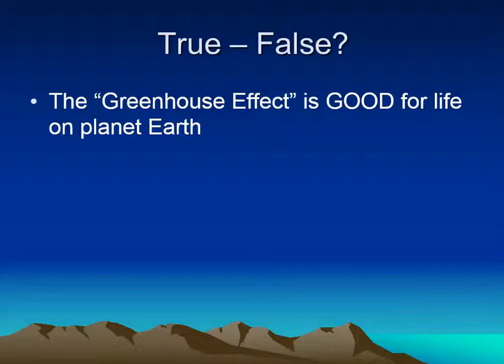Well, hopefully from the last lecture you know that the naturally occurring greenhouse effect is a benefit for the life that is on our planet today. If it were not for the naturally occurring greenhouse effect, the average temperature of the Earth would be negative 18 degrees Celsius.